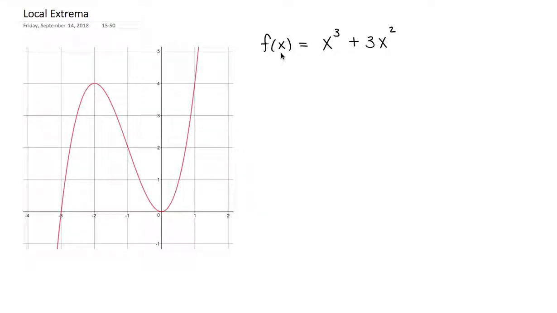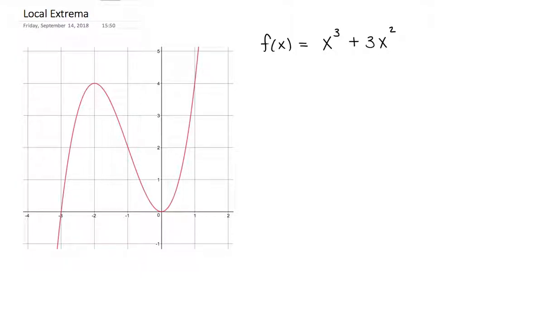Here's f of x equal to x cubed plus 3x squared, and here's a graph of that f of x. Of course, we don't have this normally when we do this type of question, but just for practice, I'm going to leave it there. So as we take the derivative and find the critical points and increasing, decreasing behavior, we can compare that to this graph here.